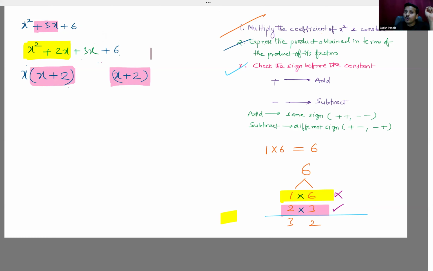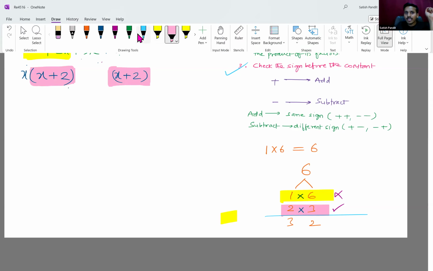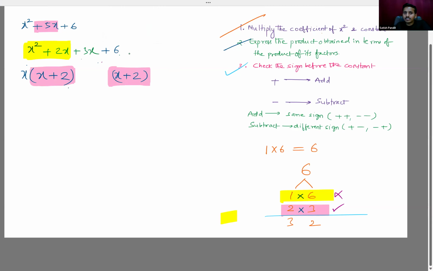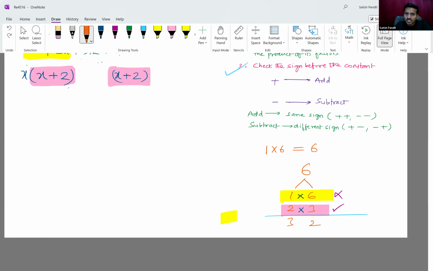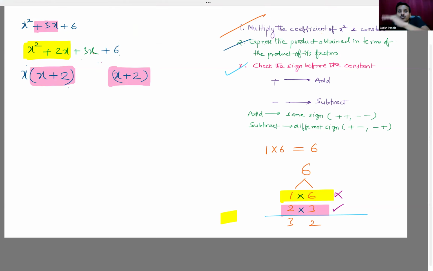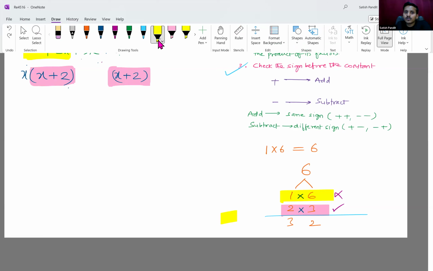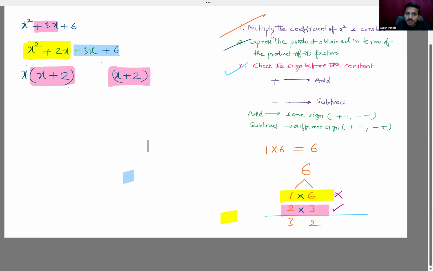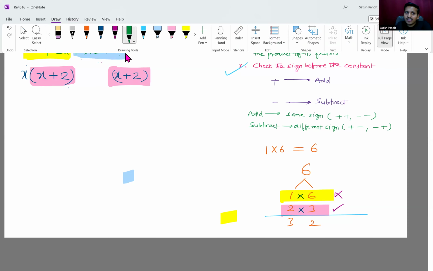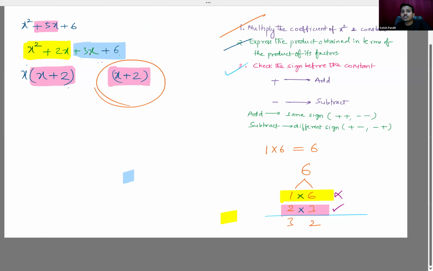Clear? Now, we have to multiply this bracket with a number such that you get the next 2 terms. The next two terms are plus 3x and plus 6. What should you multiply this one with so that you get the next 2 terms? It has to be plus 3, because plus 3 into x is plus 3x and plus 3 into 2 is plus 6. Clear?